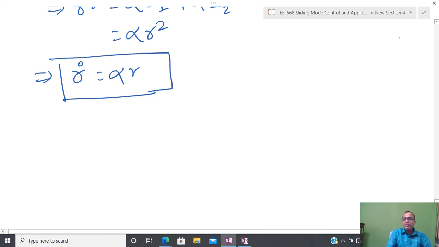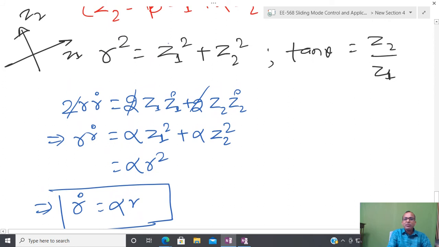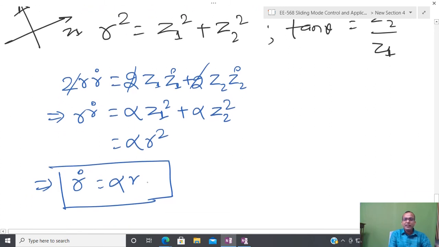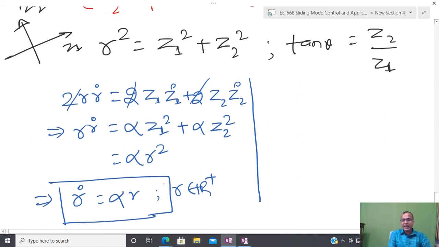Now you can see in this notation, since z1 belongs to R and z2 belongs to R, r square also belongs to R, and due to that reason I can perfectly tell that r is positive, and r belongs to R plus only. So I have one dimension. Now try to see the angle. So this is about the radial vector.